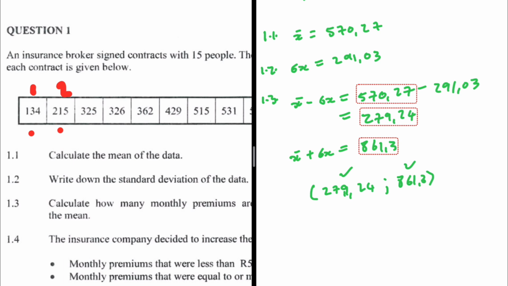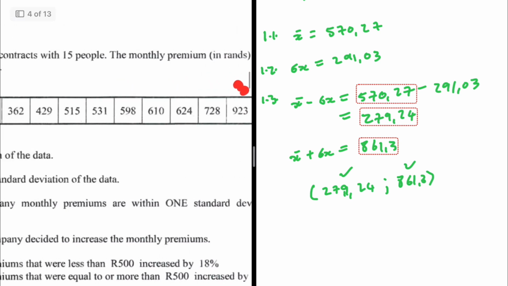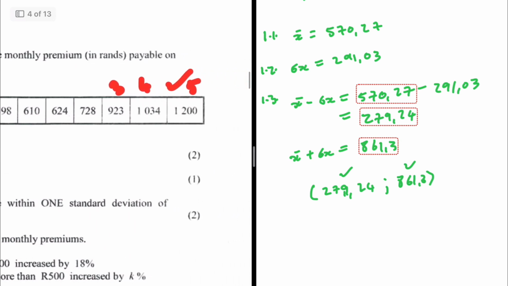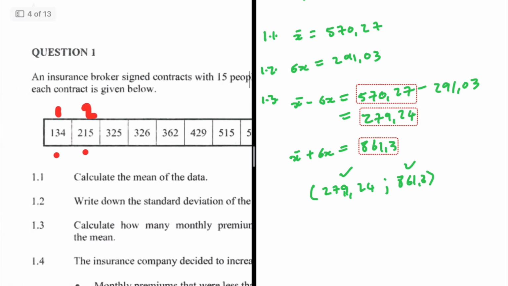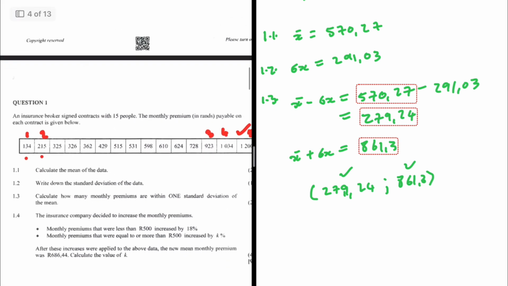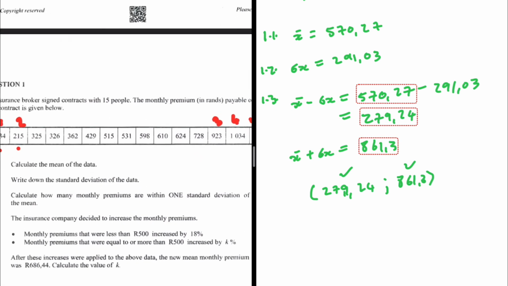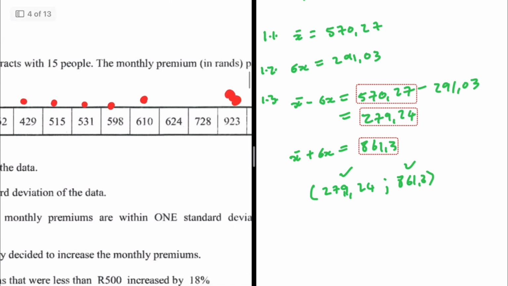And then 325 is within, right? And then what else? It's outside. So 861, 923, 1034, and 1200. So 1, 2, 3, 4, 5 are outside of the standard deviation, right? So how many data points are inside? 1, 2, 3, 4, 5, 6, 7, 8, 9, 10. So the answer here is 10.